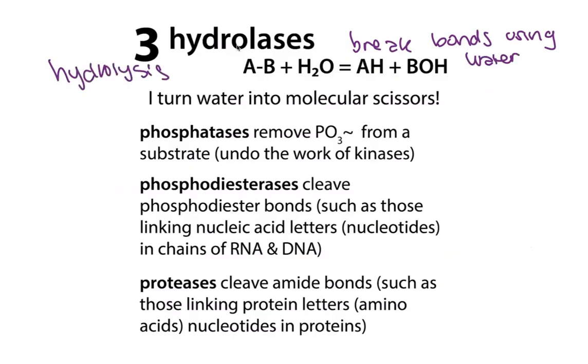Some common examples of this are going to be our phosphatases, which are going to kind of undo the work of a kinase. We have phosphodiesterases, so this would be things like our endonucleases, our restriction enzymes. So an example would be our restriction enzymes. And we have our proteases that are going to cleave proteins.